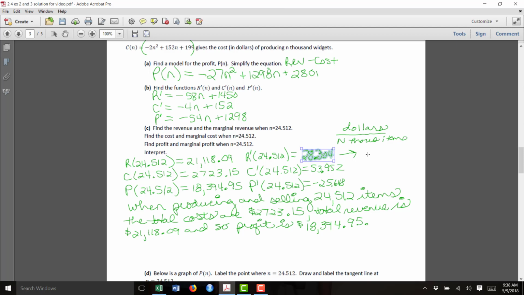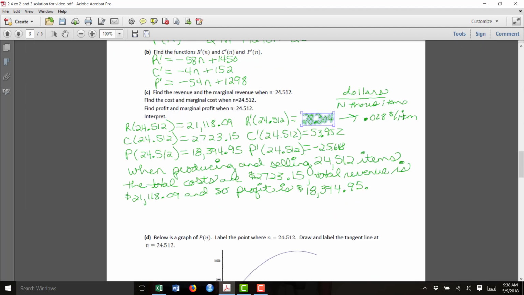So if I divide each of these by 1,000, I'll get here 0.028 dollars per item for the marginal revenue. I'll get 0.054 dollars per item for the marginal cost, and I'll get negative 0.026 dollars per item for the marginal profit. So they're saying producing and selling the next item.